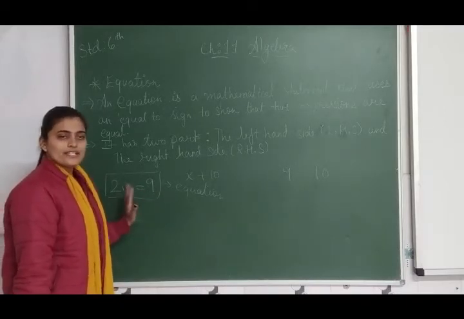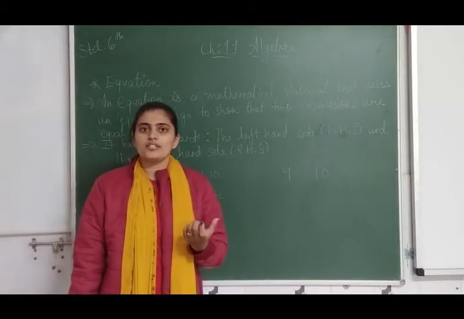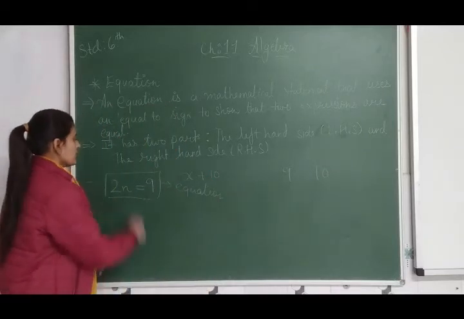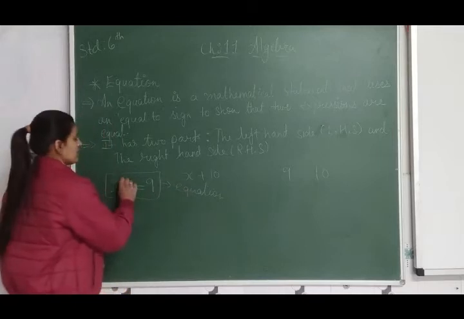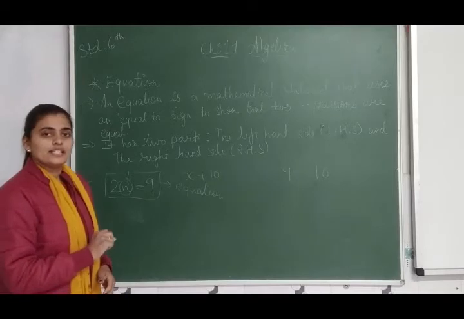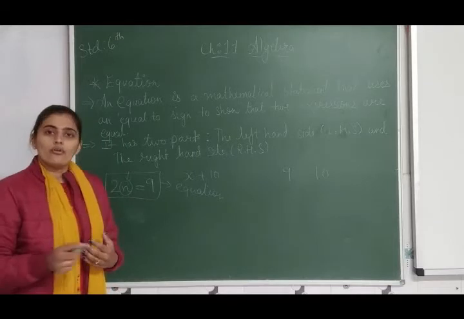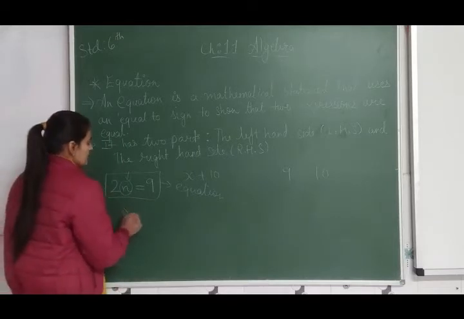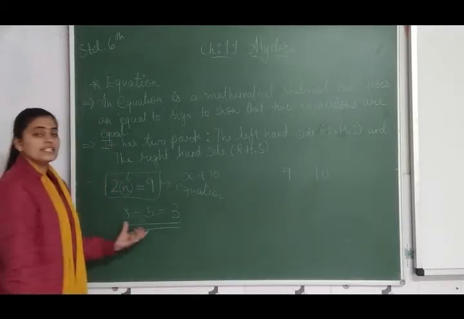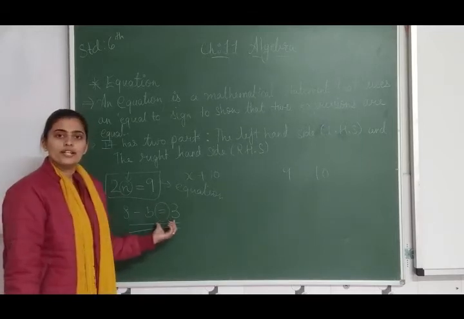A very simple thing is that what is an equation? Whenever two expressions are there and between them an equal to sign is there, then it is an equation. Here n is there, means a variable is there over here, then this is an algebraic equation. Now you have learned that 8 minus 5 is equal to 3. So this is also an equation, because an equal to sign is there over here.